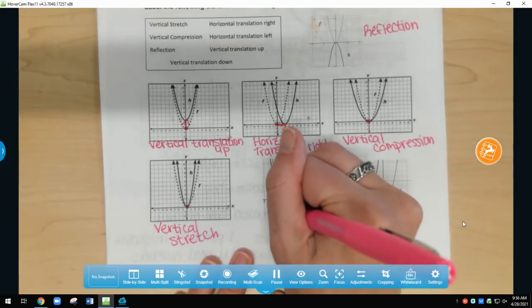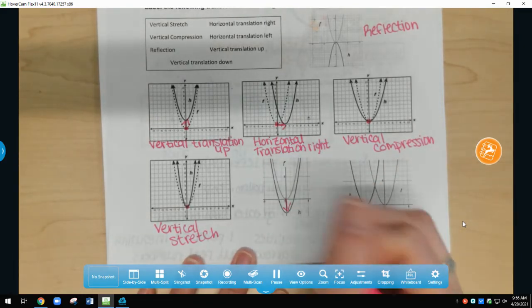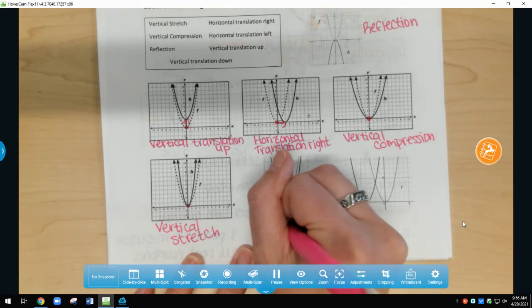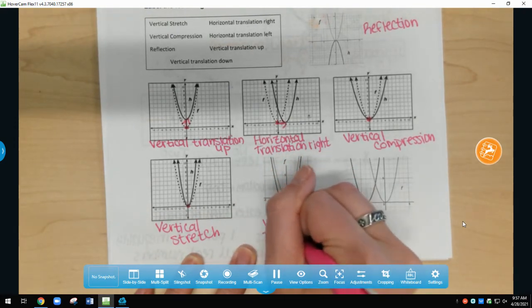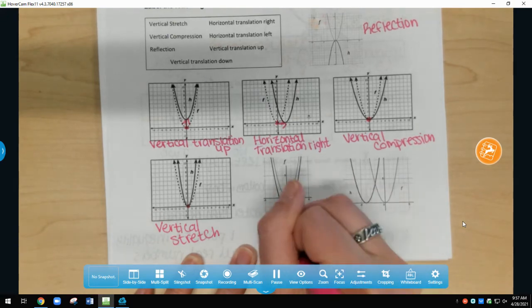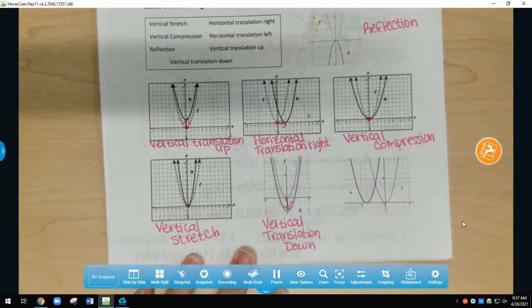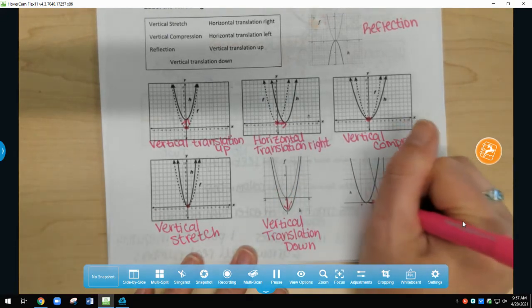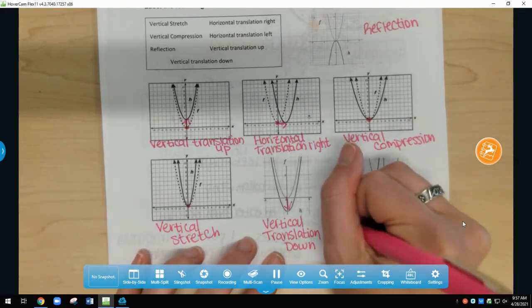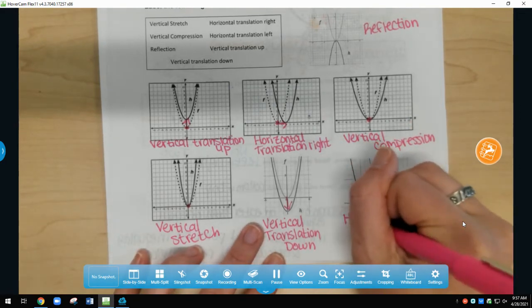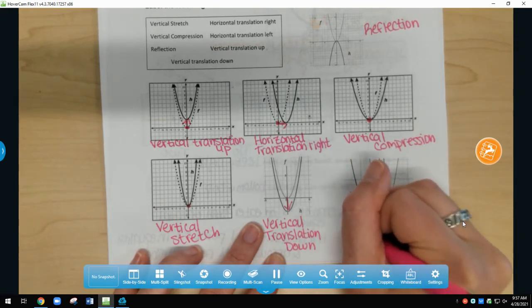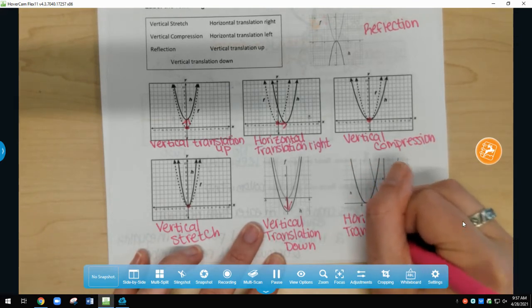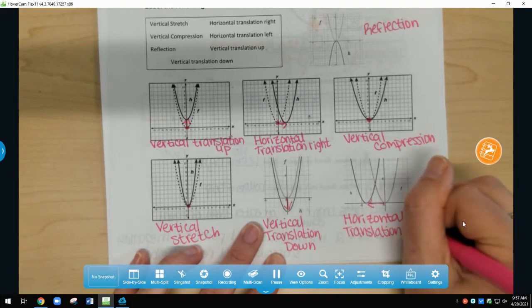Okay, this one moved down. So that's a vertical translation down. And this one moved to the left, and that's horizontal. So that's a horizontal translation left.